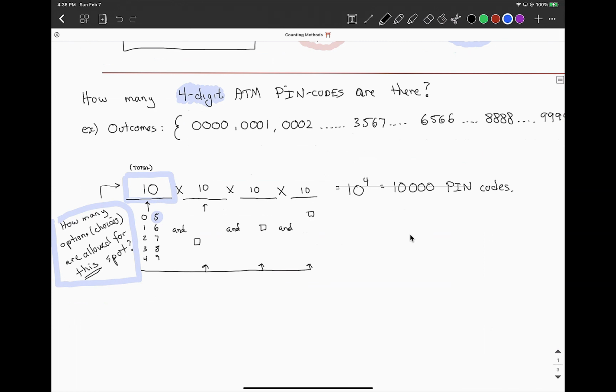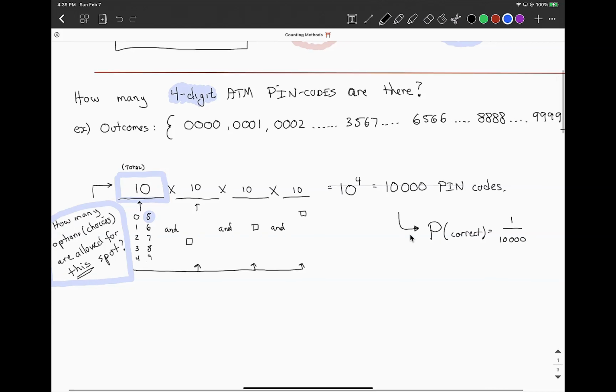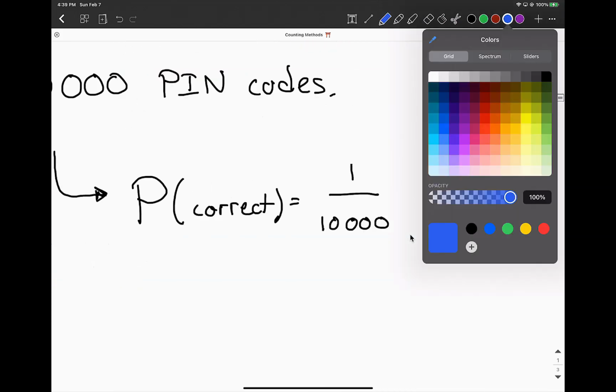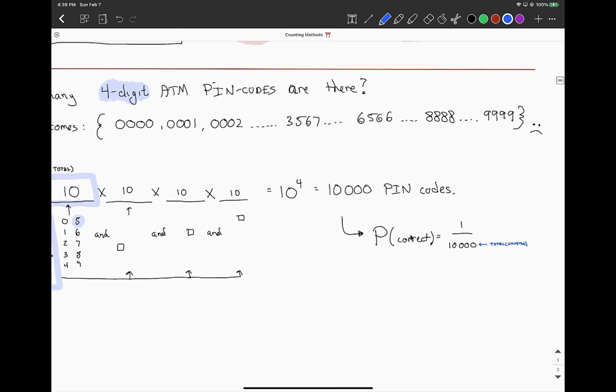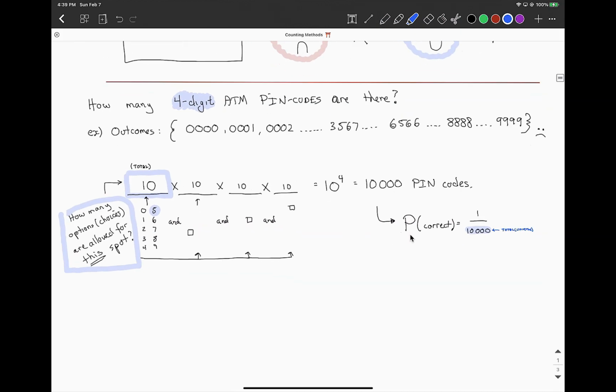And eventually, what we're going to say in our next unit is that the probability of guessing someone's PIN code would be 1 in 10,000, because on the bottom of a probability is the total. It is the universe. And this is what we're going to spend this unit doing: always knowing the universe in any situation.